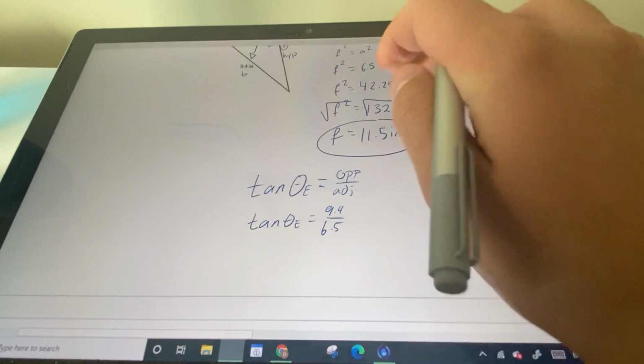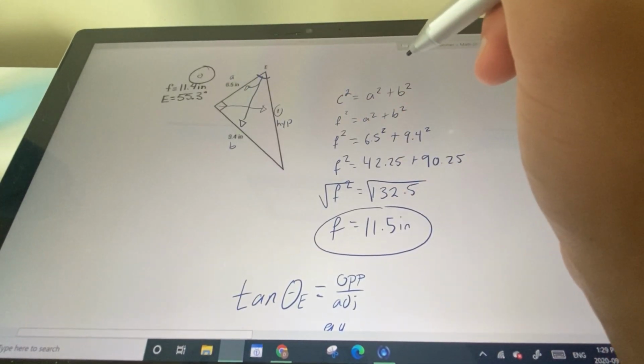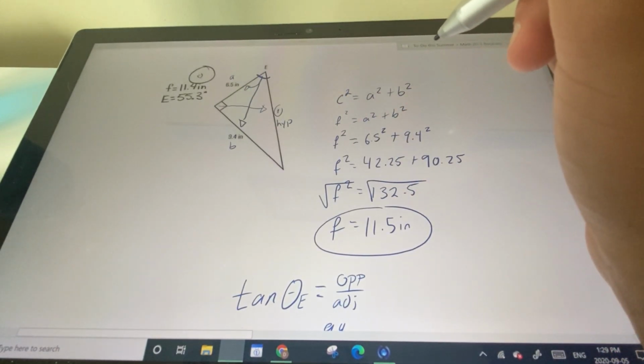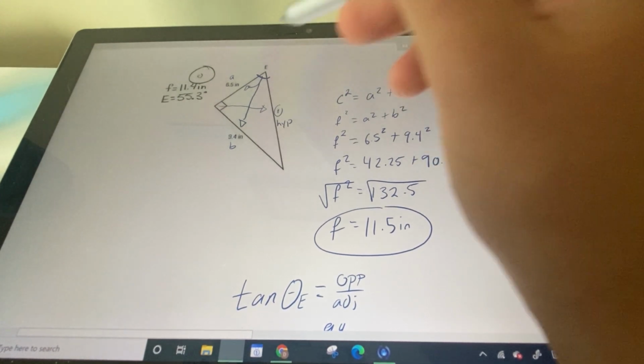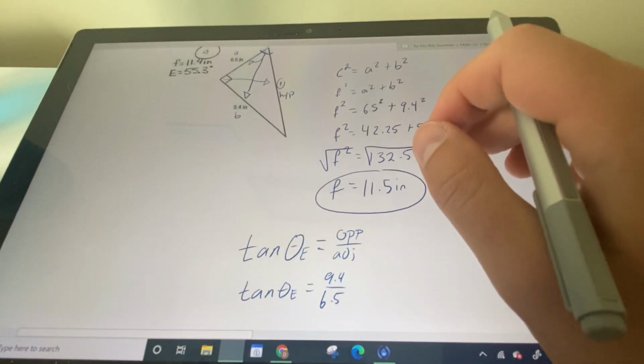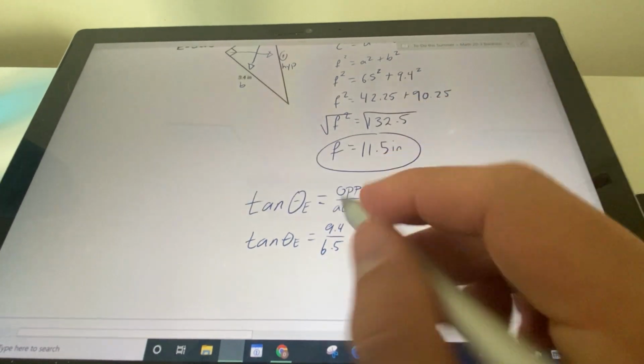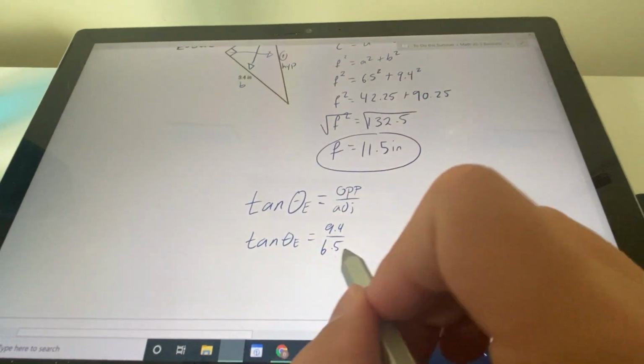And again, why aren't we choosing it as F? We are not choosing it as F because F is the hypotenuse. It can never be adjacent. So it has to be the other side length beside the angle. Now remember, this is simply just solved for the ratio of tan.